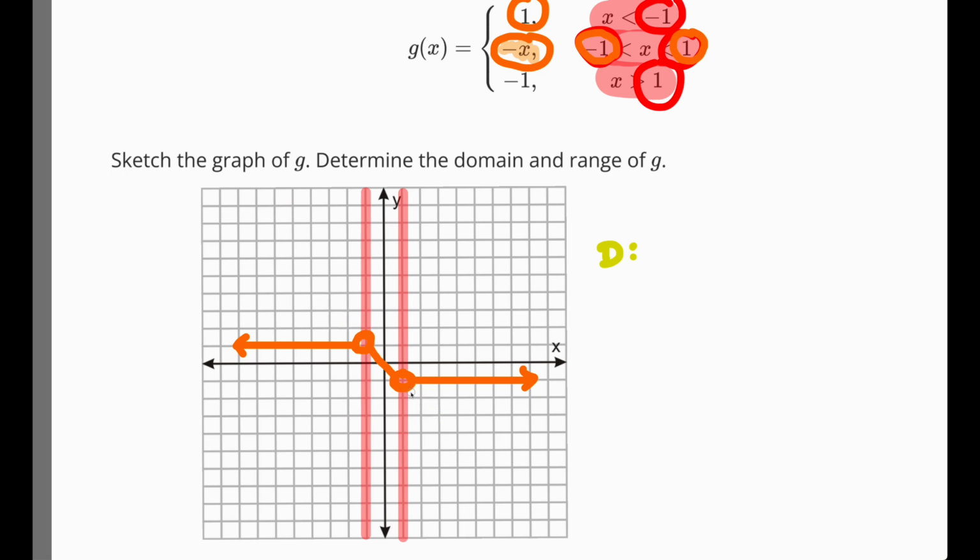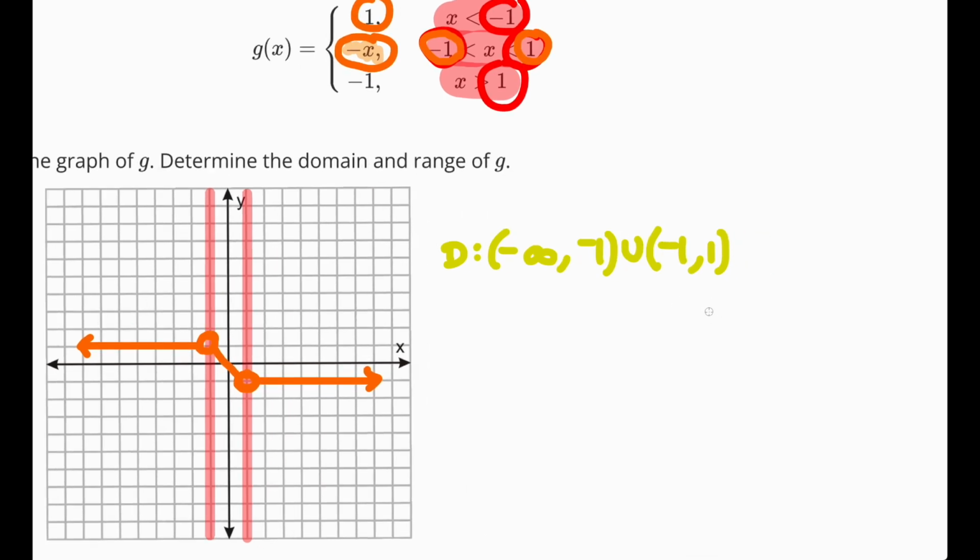It's not included at that point at any of the holes. So what we're going to do is go from -infinity all the way up to -1, union -1 up to 1. Again, not inclusive, so we're going to use parentheses, not brackets. And then we're going to do another union here from 1 to infinity. And that is our domain.